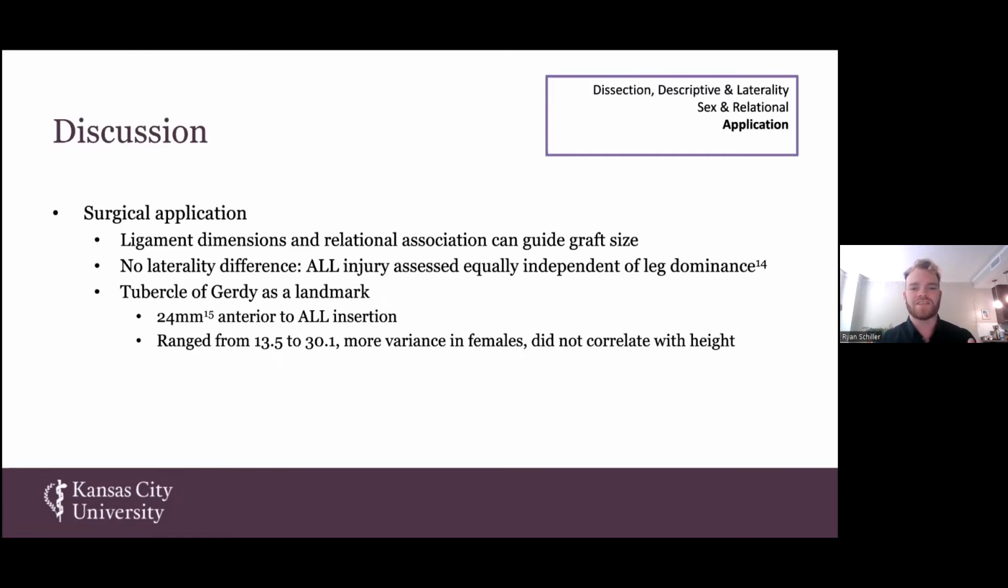However, this ranged anywhere from 13.5 millimeters all the way up to 30.1, and it was much more variable in our females than in the males we studied, and it also didn't correlate with height. So it might not be that good of a predictive source for locating the ALL.